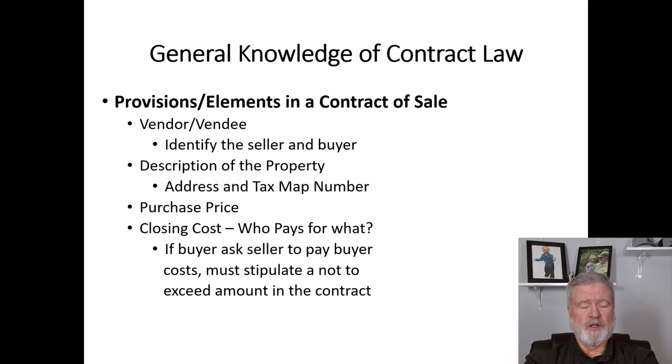So fill out all the blanks. We have to agree on a purchase price. There has to be a specific price. You can't just put in there, we'll offer somewhere between $150 and $160. No, there has to be a specific price on what the buyer and the seller have agreed to. We have to agree on closing costs. Who's going to pay these closing costs?